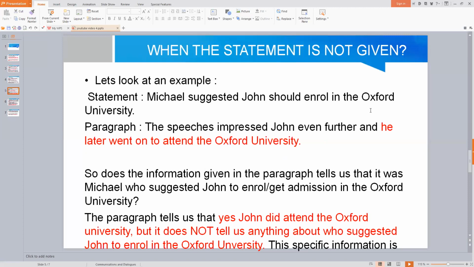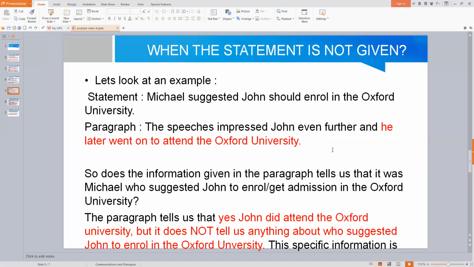So, you have to think like this. This is the thinking process. Does the information given in the paragraph tell us that it was Michael who suggested John to enroll? Enroll means to get admission in the Oxford University. Think like this. Is the information given in the passage telling us that it was Michael who suggested John to get admission or to get enrolled in the Oxford University? What's written in the paragraph? The paragraph says the speeches impressed John even further and he later went on to attend the Oxford University.